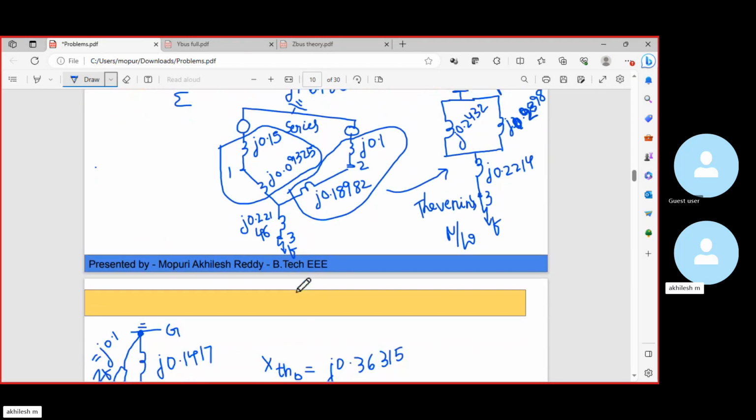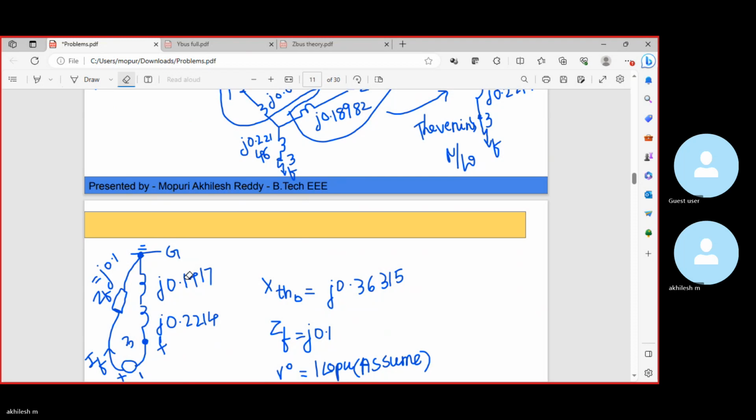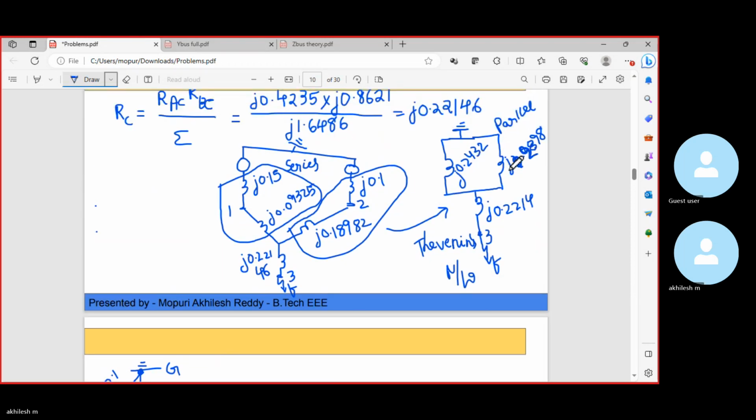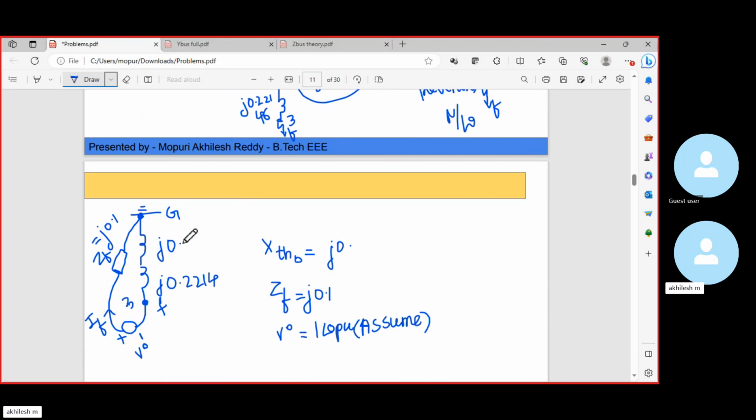Find the parallel combination of 2898 and 2432. You just use R1 R2 by R1 plus R2. So it is 0.1322. Now the series combination of these two gives 0.3536. So this is the 3536.